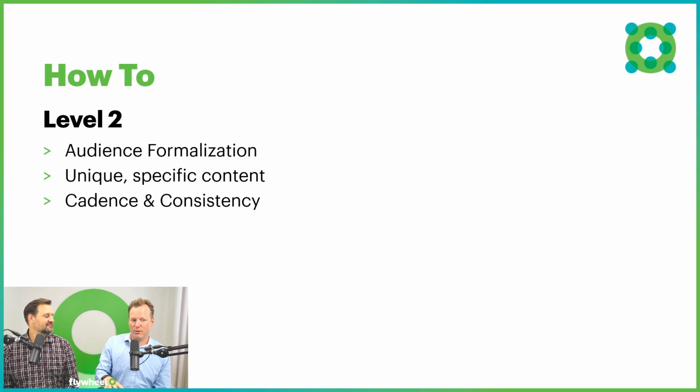And with level 2, you're getting more specific about your audience formalization. You're writing that down. You're socializing that. You're finalizing and getting alignment and agreement on that internally. You're getting more robust about unique specific content. And the big difference between a level 1 and a level 2 is there's cadence and consistency that gets added here. With level 1, we're saying just plant that flag, get something done.